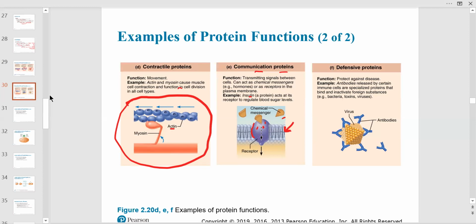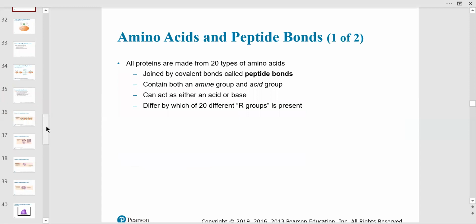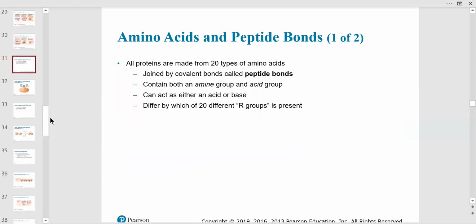Then you have your defense proteins, or your blood antibodies, are mostly protein. And the antigens are also protein too, which you'll see in A&P 2. So again, back to another repetition, amino acids bound together through these covalent bonds, which in proteins we call peptide bonds. So there's 20 types of amino acids.